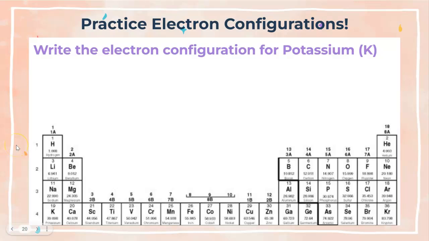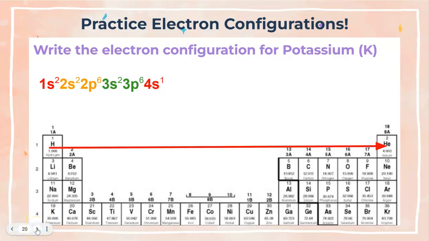Now let's do a practice electron configuration problem. Write the electron configuration for potassium, which is K on the periodic table. So we always start from the top left, so that's row 1, block S, and there are 2 elements, so 1s2. Now we're on the second row. So we're in the second row, block S, and there's 2 elements, so 2s2.